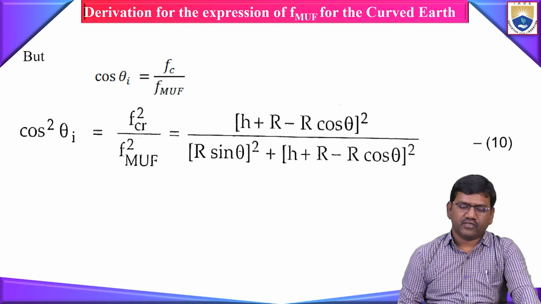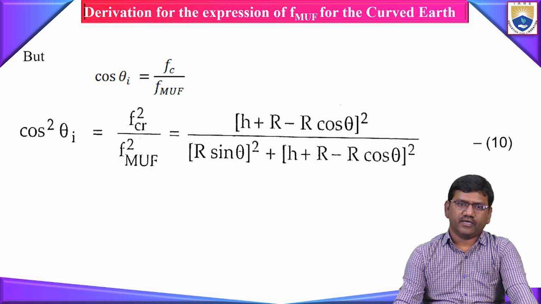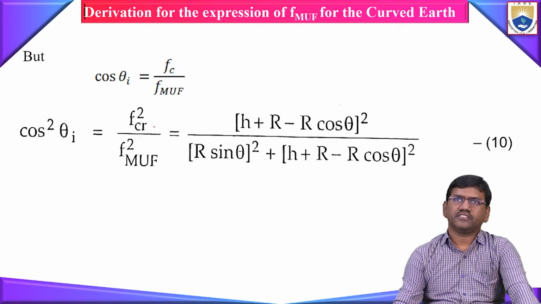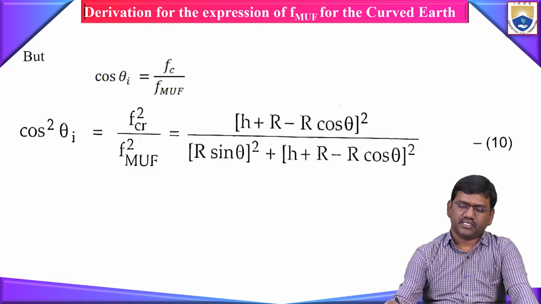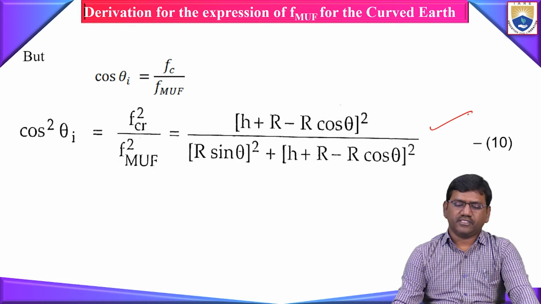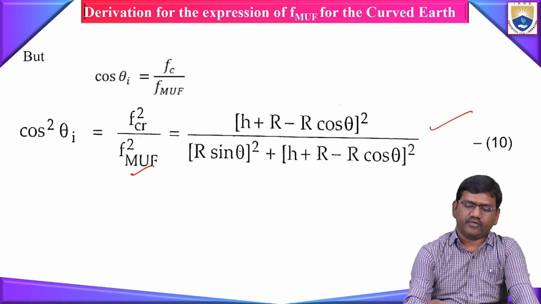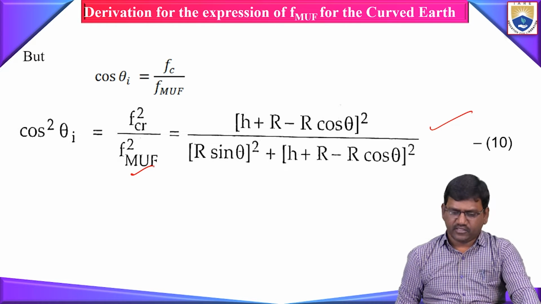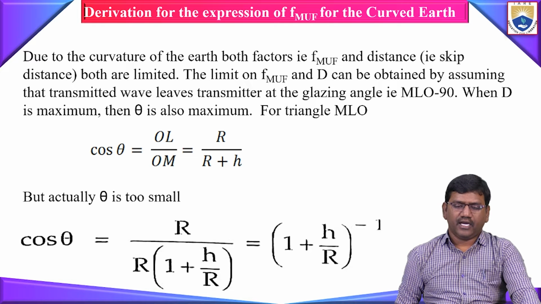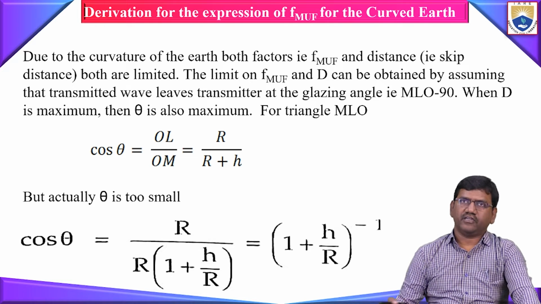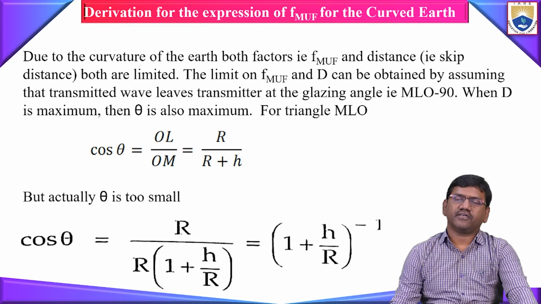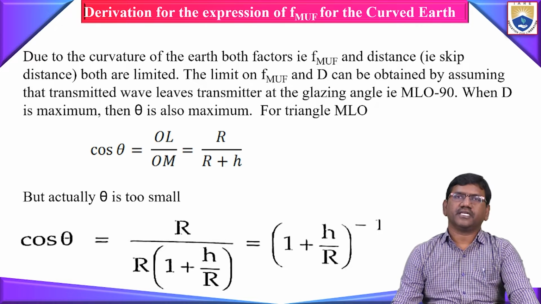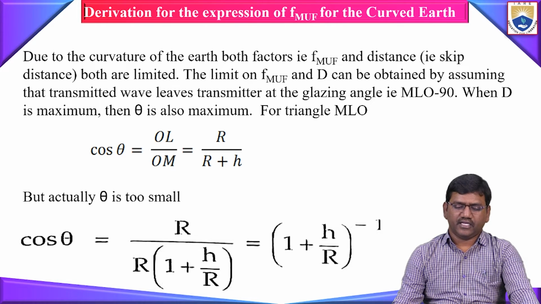Here we know that cos theta is equal to fc by f MUF, and cos square theta is equal to critical frequency square by f MUF square. So that equals this equation. From this equation you need to find out the value of f MUF. And we shall derive further to find out the value of the skip distance, that is, the total distance propagated from the transmitting antenna to the receiving antenna.